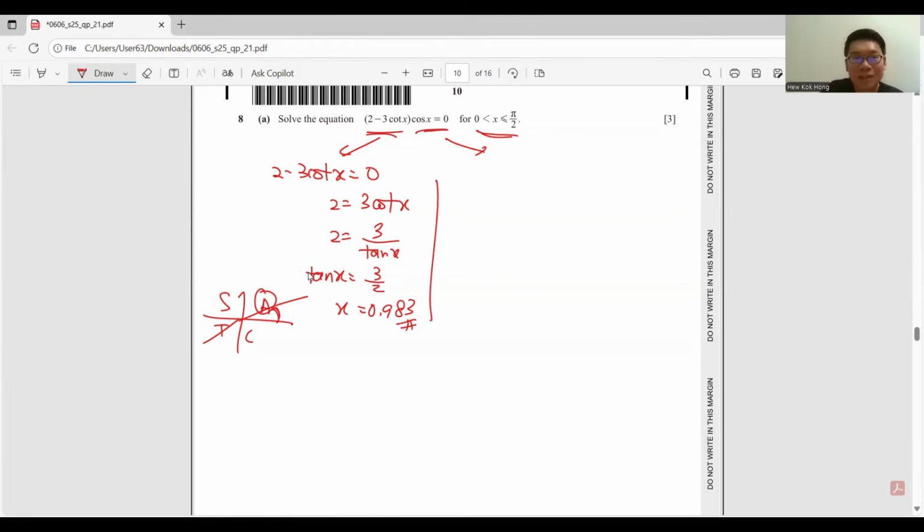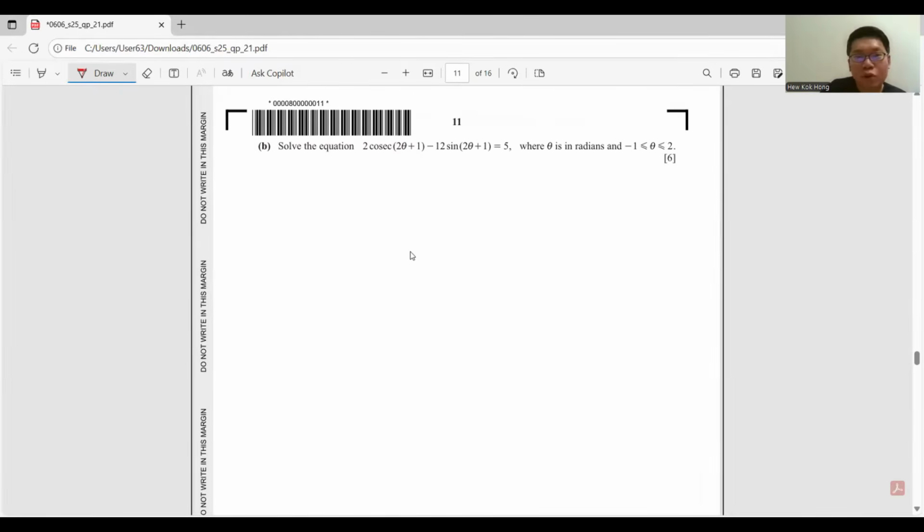Only one answer. For here, cos x equals 0, either you key in the calculator or you find it from the cos graph. 90 degrees, pi over 2. Just nice. Part B, solve this. Change everything to sine and cos first. Cosecant is this.